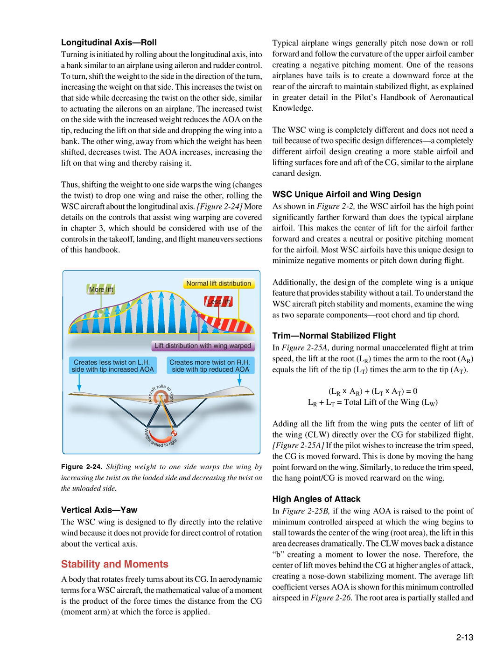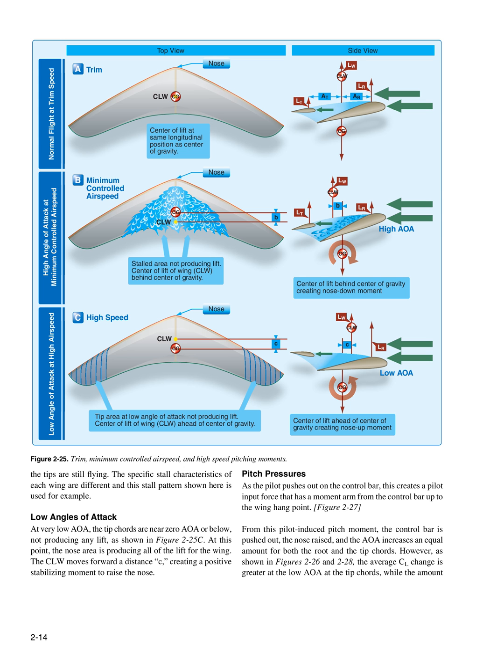The root area is partially stalled and the tips are still flying. The specific stall characteristics of each wing are different, and this stall pattern shown here is used for example.